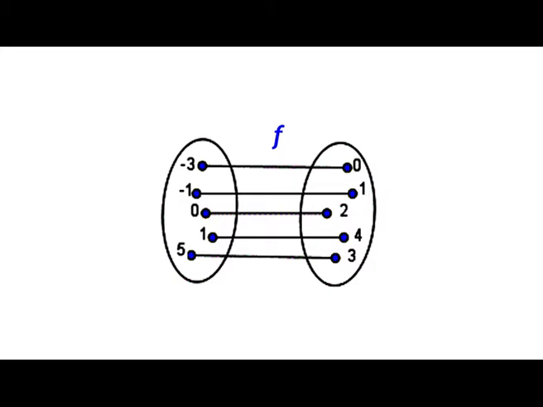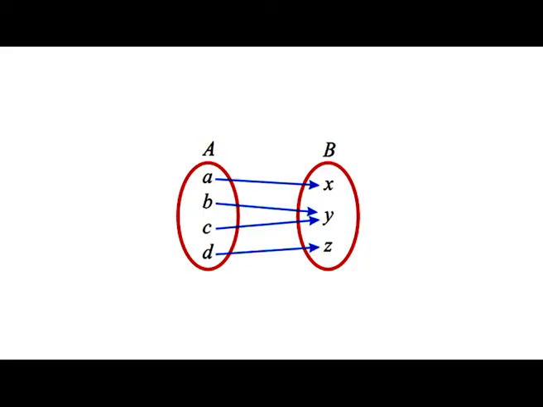One-to-one, onto and bijective functions. A function f from a set A into a set B is said to be one-to-one or injective if different elements in the domain set A have distinct images. That is, if a not equal to b implies f of a not equal to f of b. That is, if f of a equal to f of b implies a equal to b. The function is onto or surjective if every element of set B is the image of some element in set A.